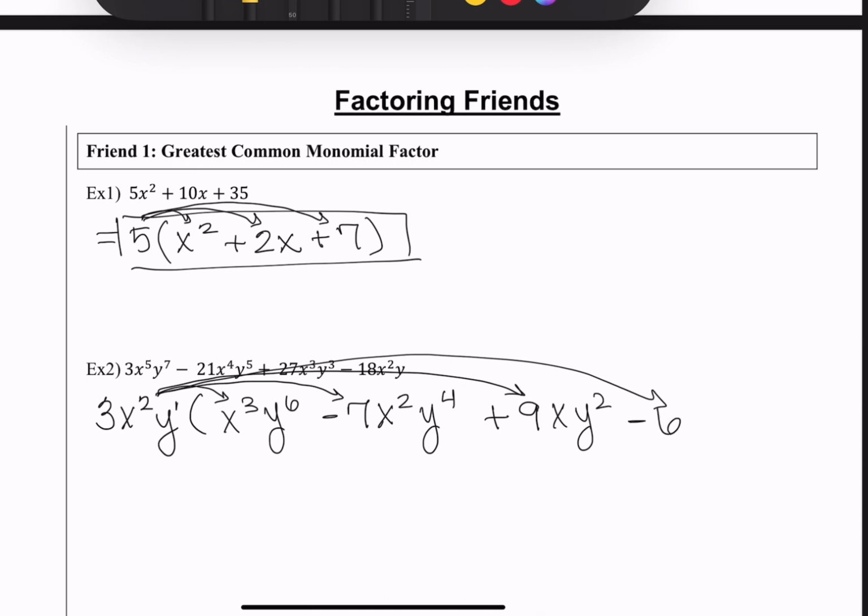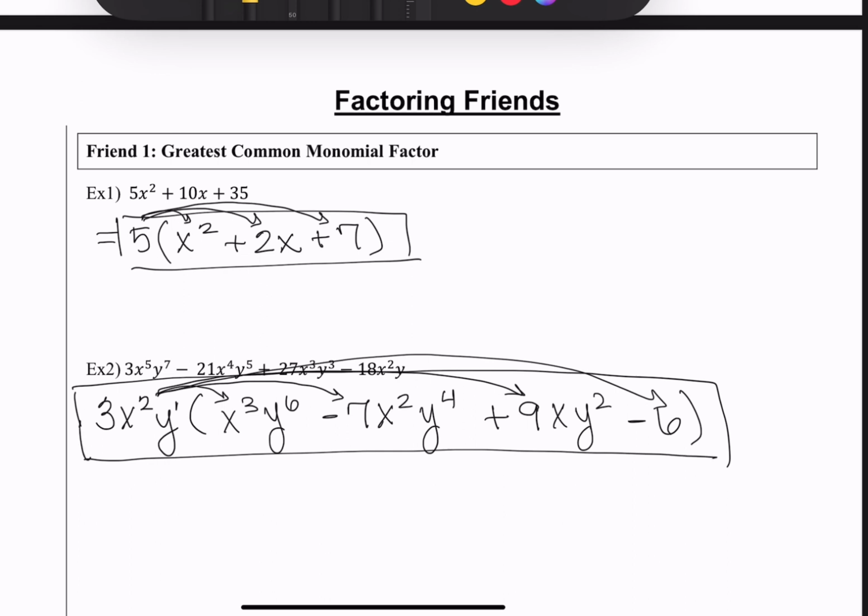X squared times what gives me x squared? Oh, I don't need any more x's. And how about the y's? I don't need any more y's. So there it is. Now that's completely factored. I have no more common monomial factors in this grouping of 4 terms. I have factored out the greatest common monomial factor of 3x squared y to the 1st. And I have rewritten it as a product of 2 factors.